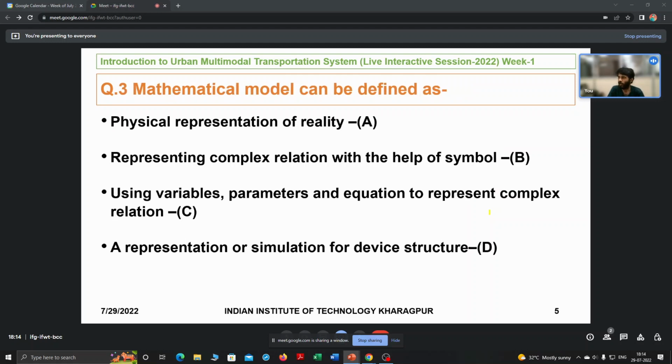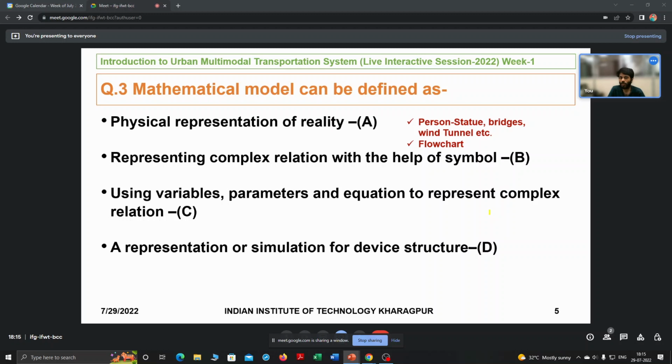So then the third question is, a mathematical model can be defined as. The first option is physical representation of reality. Actually what physical representation of reality means is that this option corresponds to a physical model, right? It is not a mathematical model if it is a physical representation of the reality.